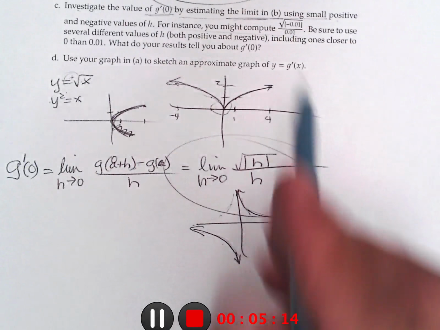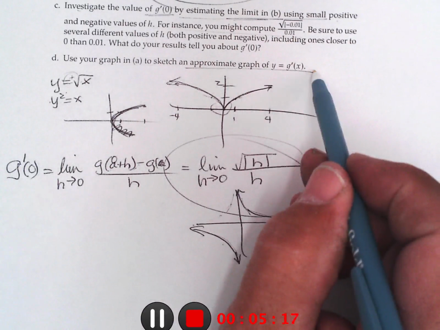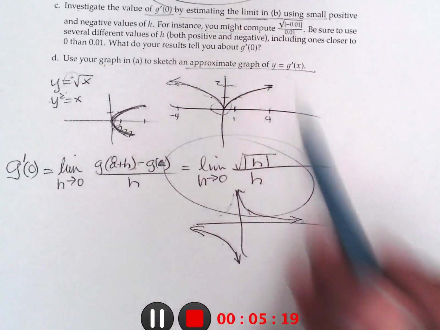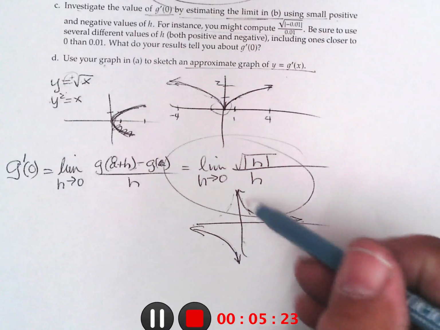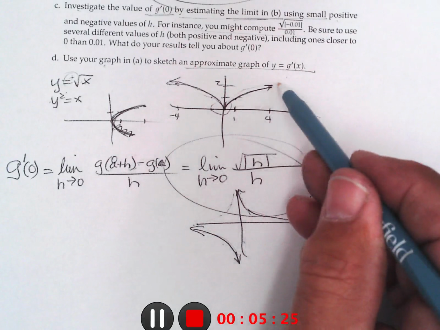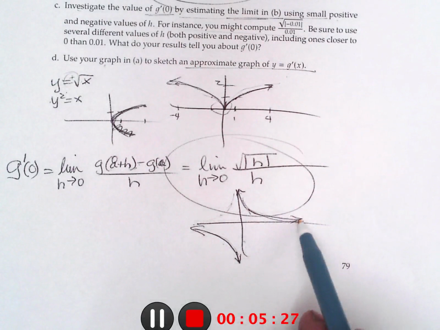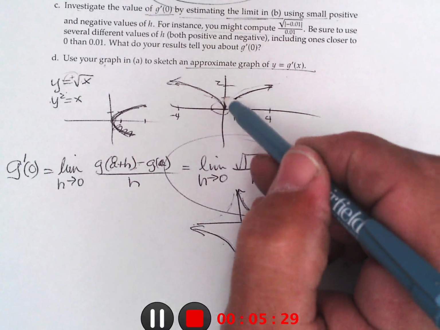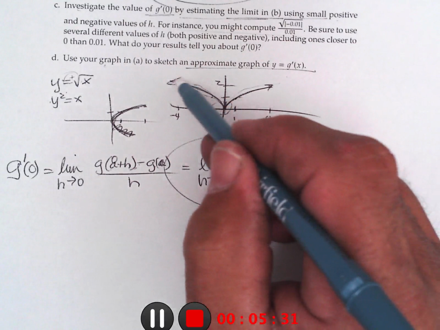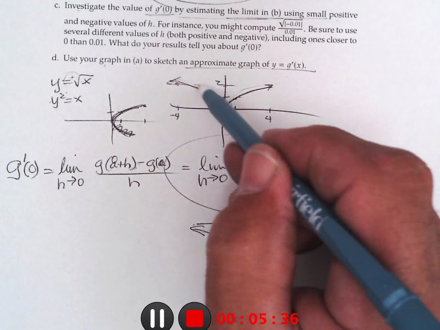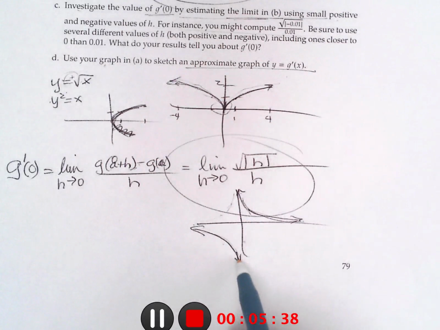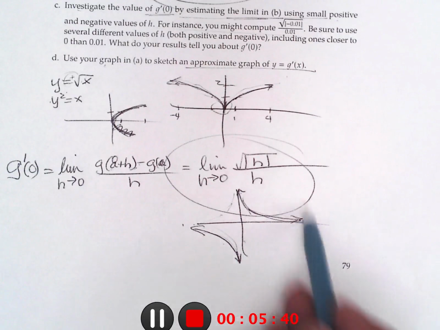So use your graph in A to sketch this. Well, the slope is really steep here, big positive, and it gets less and less. That's what this is saying. On the other side, the slope is really steep but negative, and it gets closer and closer to zero. Negative, and getting closer and closer to zero. So that's what g prime of x looks like.